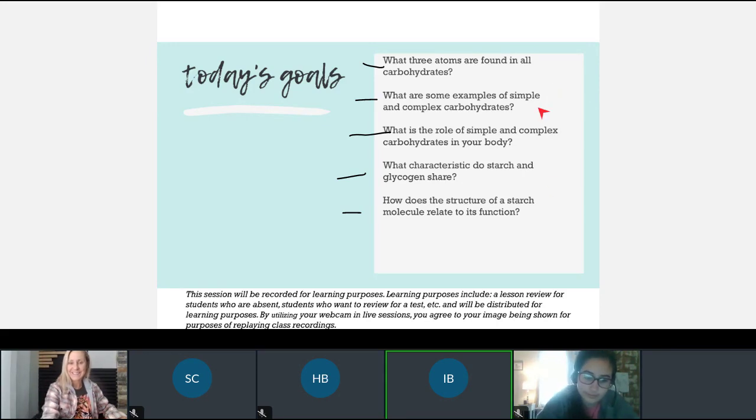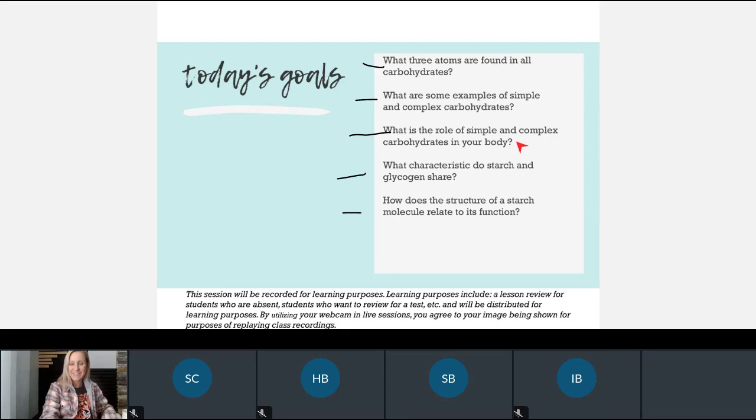Can you hear me? We hear ya. Do I read the second one? Yes, please. Thank you. What are some of the examples of simple and complex carbohydrates? Awesome. Thank you. Number 3. Yes, that'd be great, Sully. What is the role of simple and complex carbohydrates in your body? Good.